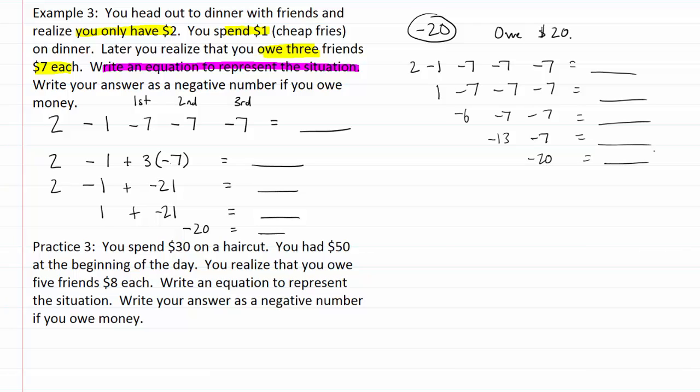And so if you do it with just the repeated subtraction, you're going to end up with the same answer. One of them is a little bit more intuitive and one's a little bit more mathematically rigorous, but they're both correct. So in the end, we've got an equation, we solved it, we owe $20. Why don't you pause this and try practice 3 now.